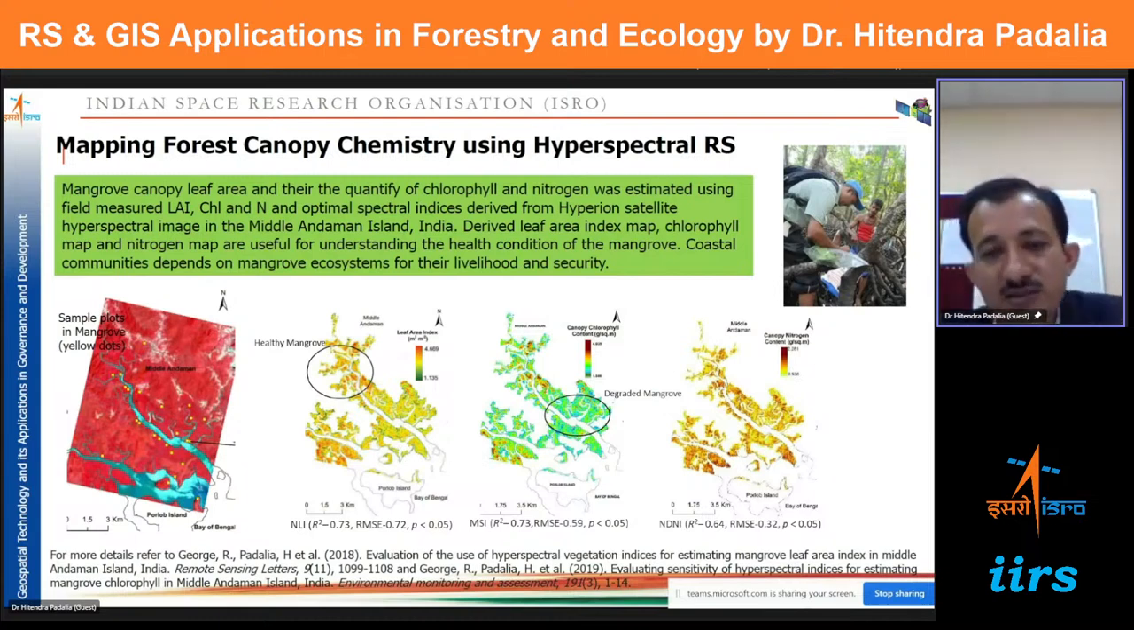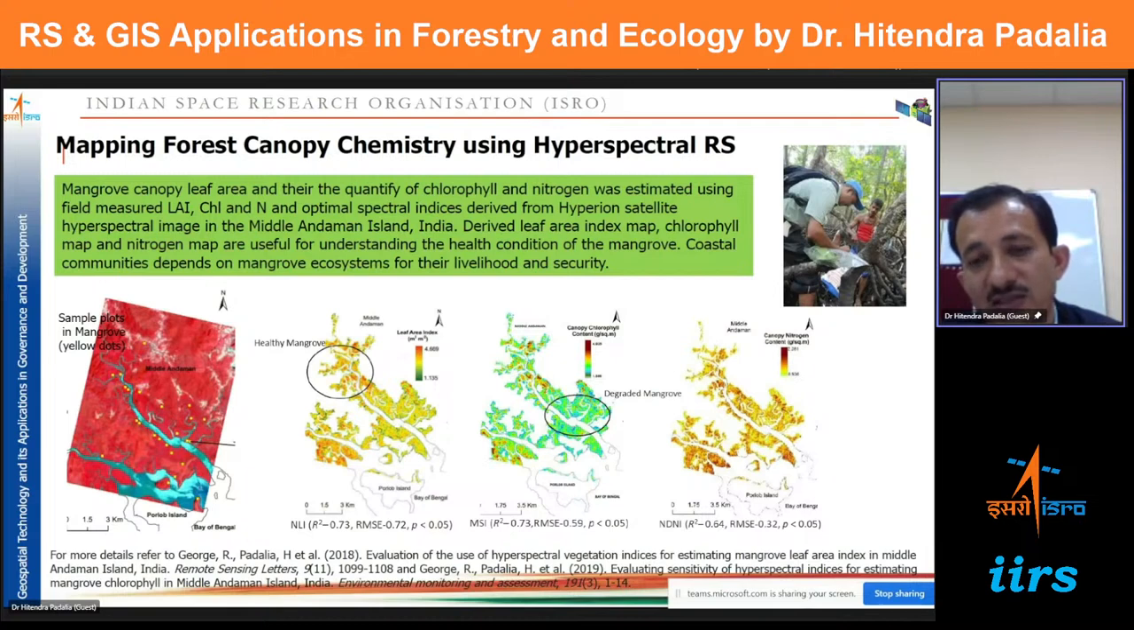So this also gives a lot of important information, because when you have maps available for different traits, you can really understand what is happening in the forest system, how the foliar chemistry is changing at different times of the year, and how forests are coping with the stress.